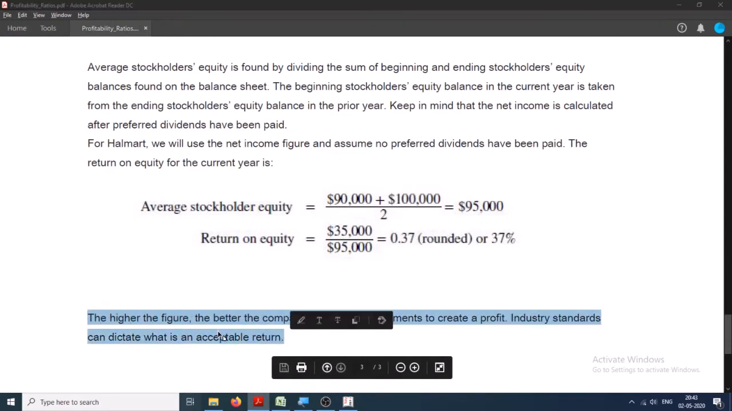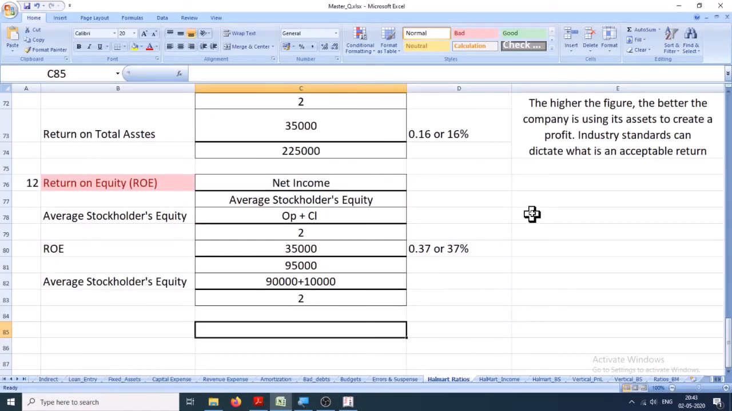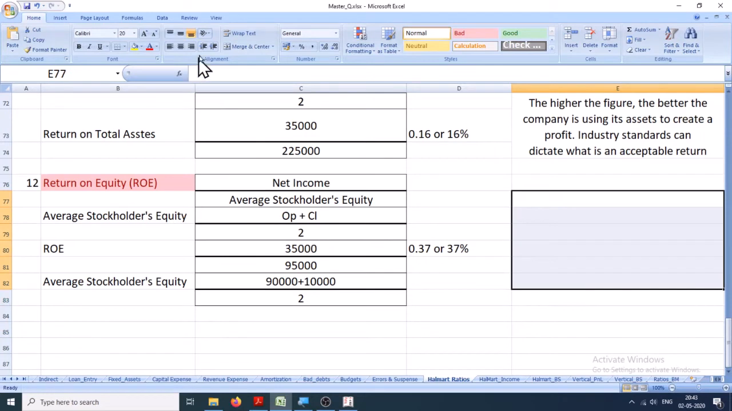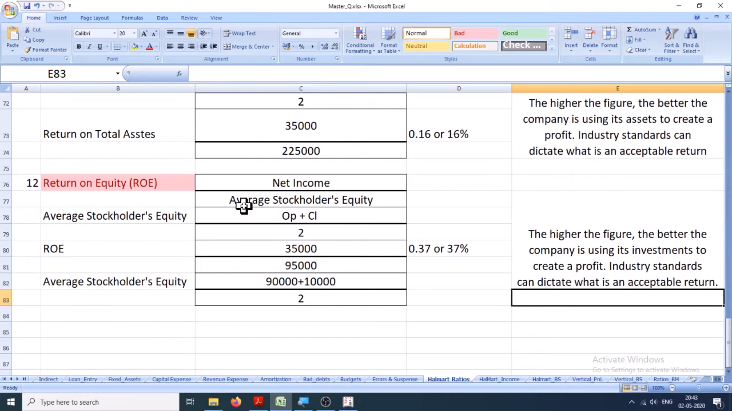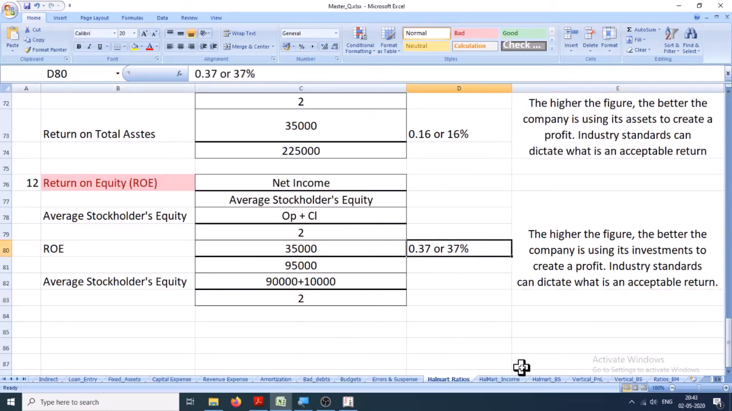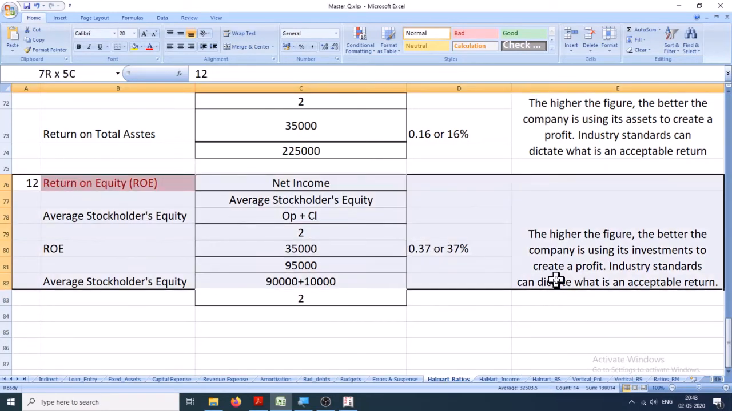Industry standards can be dictated. So for every $1 of equity invested, the income earned is 0.37. Looks good. Now let's try this in our local company, our baby right here.